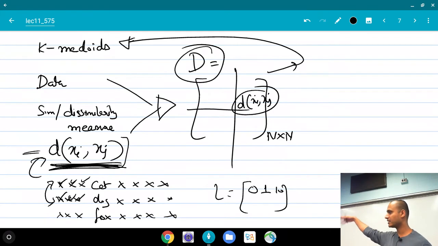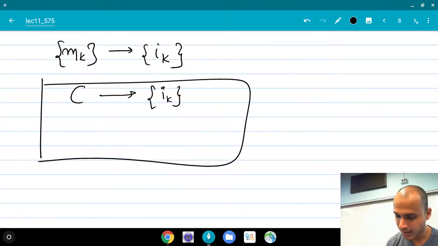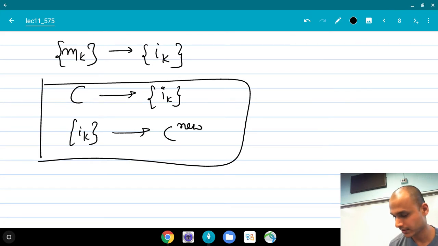So once you have the distance measure and the data, you compute this matrix D, and that's the input to the algorithm. And the algorithm does the same as before. It's a for loop: from C, get indices, and given indices, get new cluster assignments.